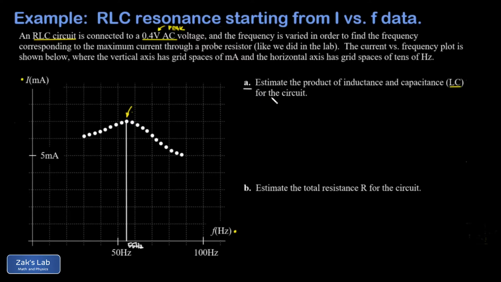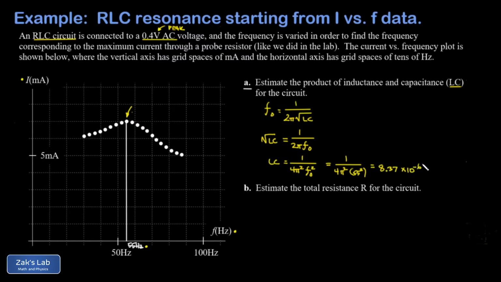All I'm doing here is relating this to the resonant frequency. We recall that the resonant frequency is given by 1 over 2 pi root LC, and we can just solve this for LC and plug in our approximate resonant frequency. So I multiply both sides by square root LC, and I divide by f naught, the resonant frequency. Then we square both sides to undo that square root. Finally, we plug in the resonant frequency that we approximated from our graph, and when I run the numbers on this, I get 8.37 times 10 to the negative 6.